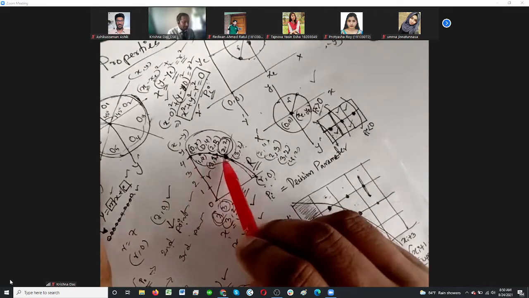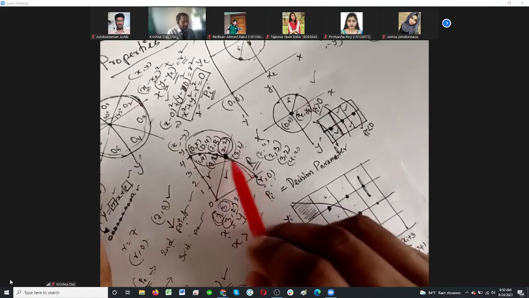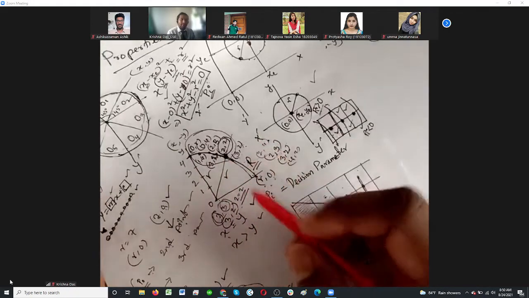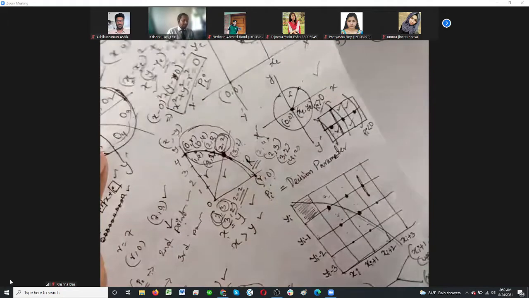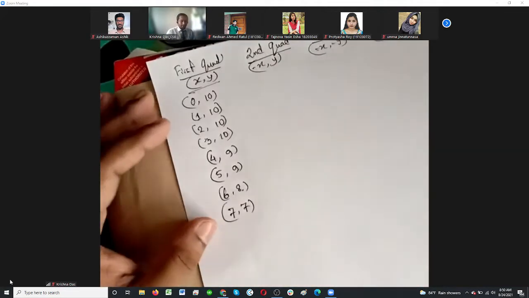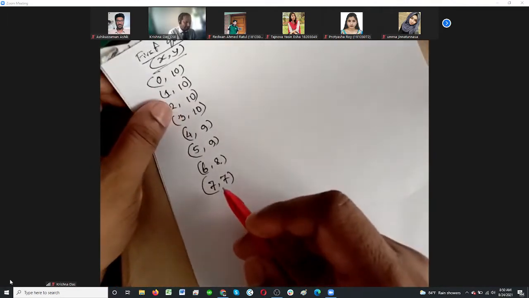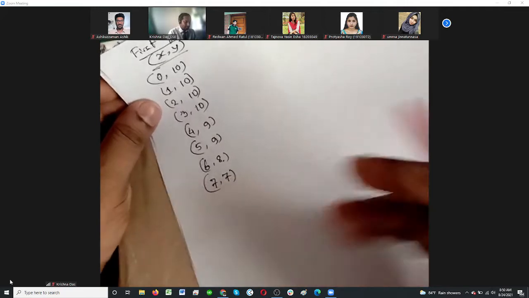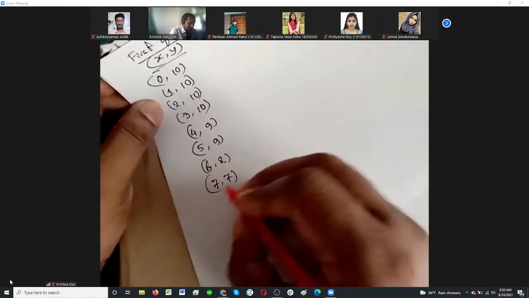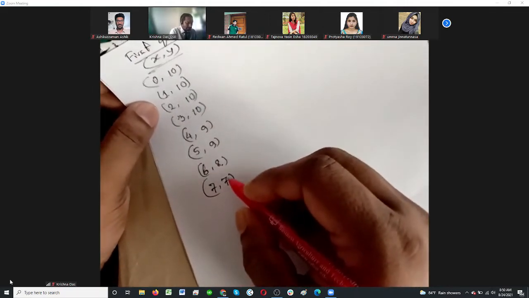So we have 7 points, and the other points for the second octant we can find by reversing the x and y coordinates. As you can understand, 7, 7 is exactly the middle point, because if you reverse it, it becomes the same. So it is the only point that stays.